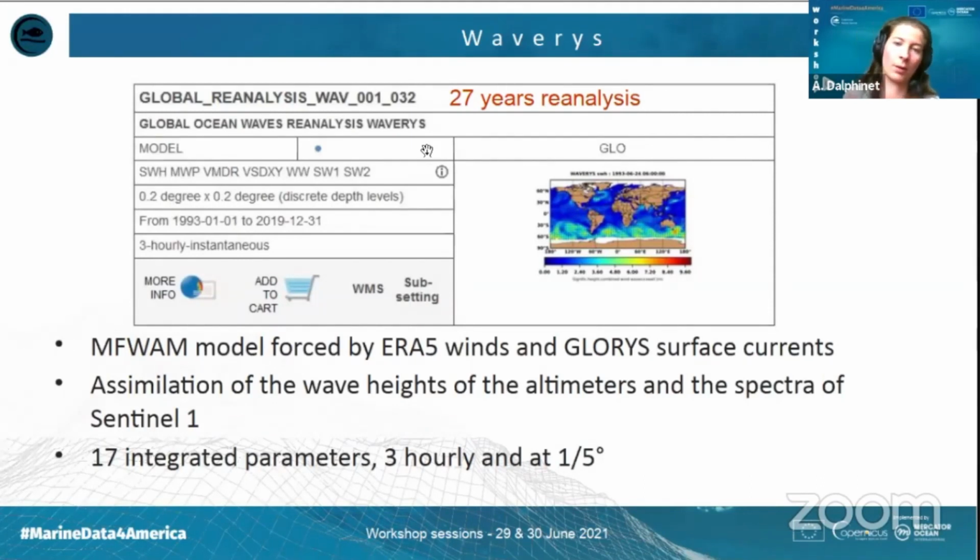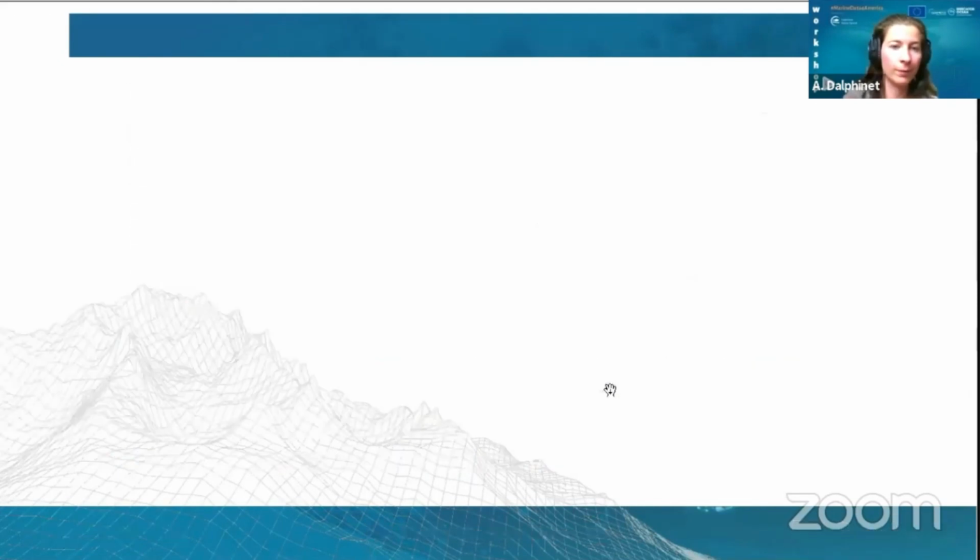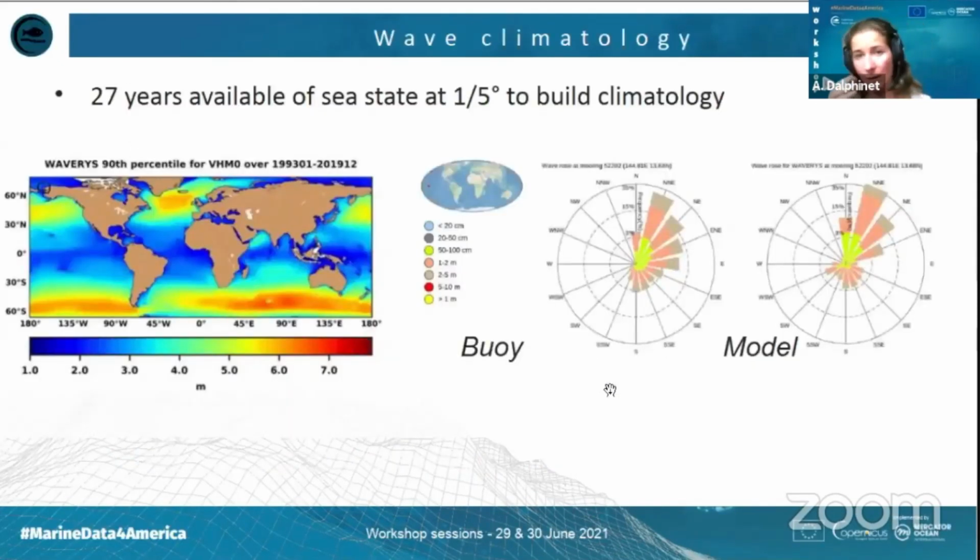So for 27 years, we have altimeter data that are available. And we are also assimilating the spectra of Sentinel-1. So you have the same integrated parameters that are provided every 3 hours at 0.2 degrees. These data are very interesting to compute climatology, wave climatology.